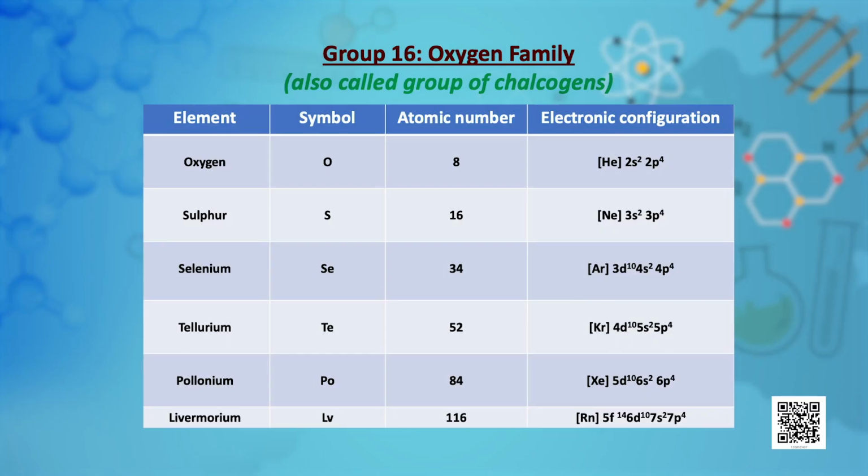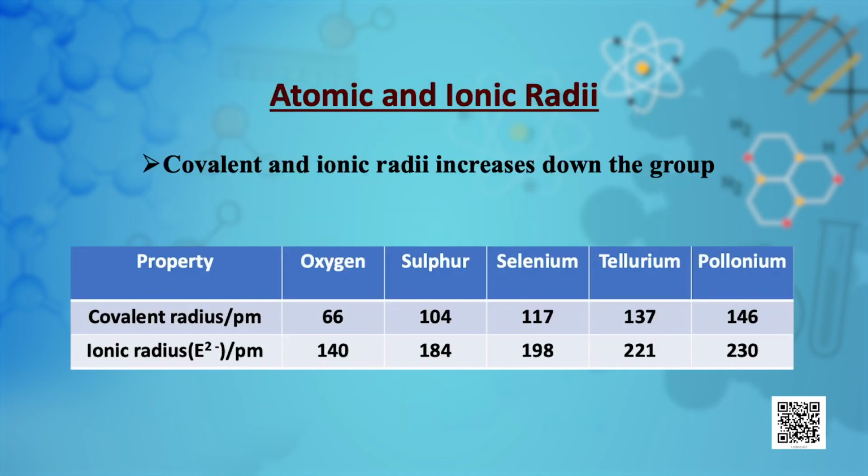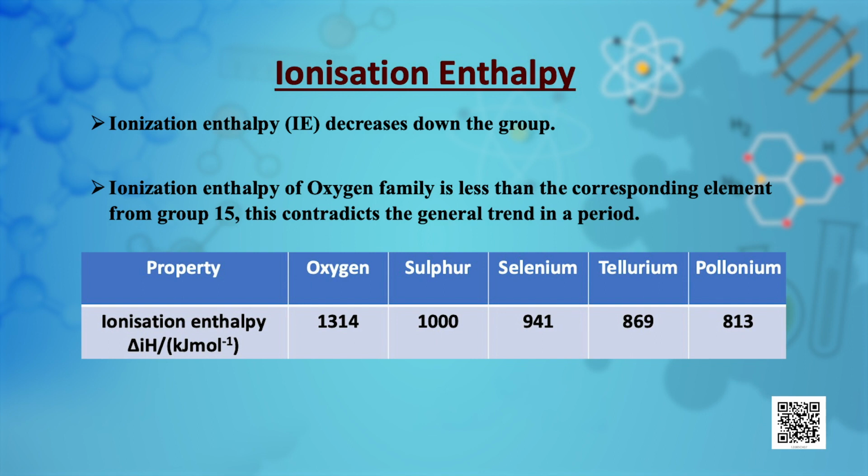The elements of group 16 have 6 electrons in the outermost shell and have ns2 np4 general outer electronic configuration. Their size increases down the group due to increase in number of shells. As a result, ionization enthalpy decreases down the group. Ionization enthalpy of the oxygen family is less than the corresponding element from group 15. This contradicts the general trend in a period. This is due to the fact that group 15 elements have extra stable half-filled p orbital electronic configuration.